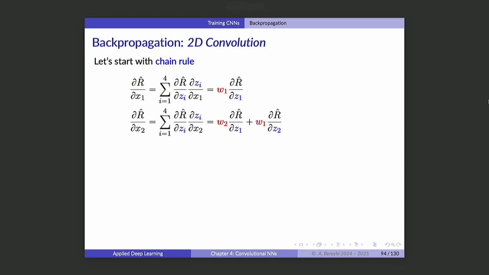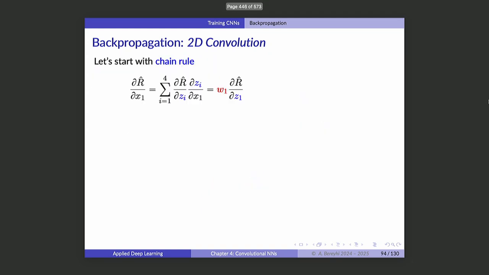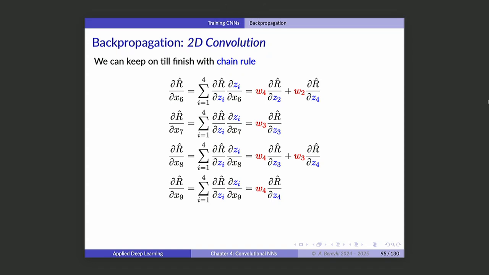For x2, x2 is showing up in two different values of z. So two different terms you're going to have in this chain rule. And you can keep on going. Which partial derivative is going to have the most terms? x5, exactly. x5 is everywhere, right? So x5 is everywhere. And if you keep on doing it, you're going to see that x5 is having the most terms.